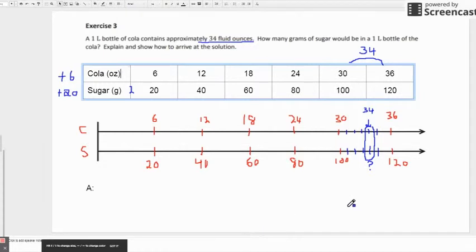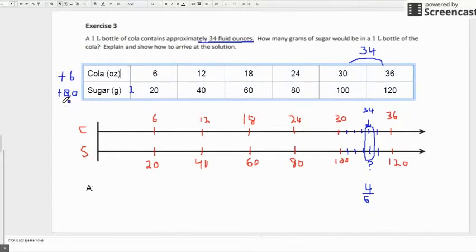So if I start creating a fraction, I have 6 pieces on the bottom. The question is, how many pieces do I have on top? I'd go over 1, 2, 3, 4 pieces on top. So 4/6 of the way between 30 and 36 would give me my grams of sugar. Well, now I have to do some kind of operation.